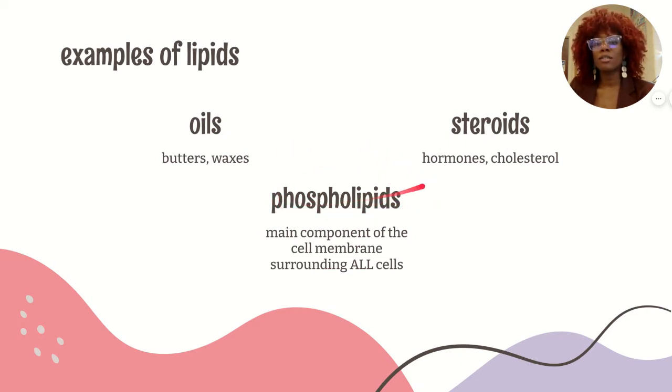And remember that all cells have cell membranes. Not all cells have cell walls. Not all cells have membrane-bound organelles. But all cells have a cell membrane that basically acts as a bodyguard for the cell.